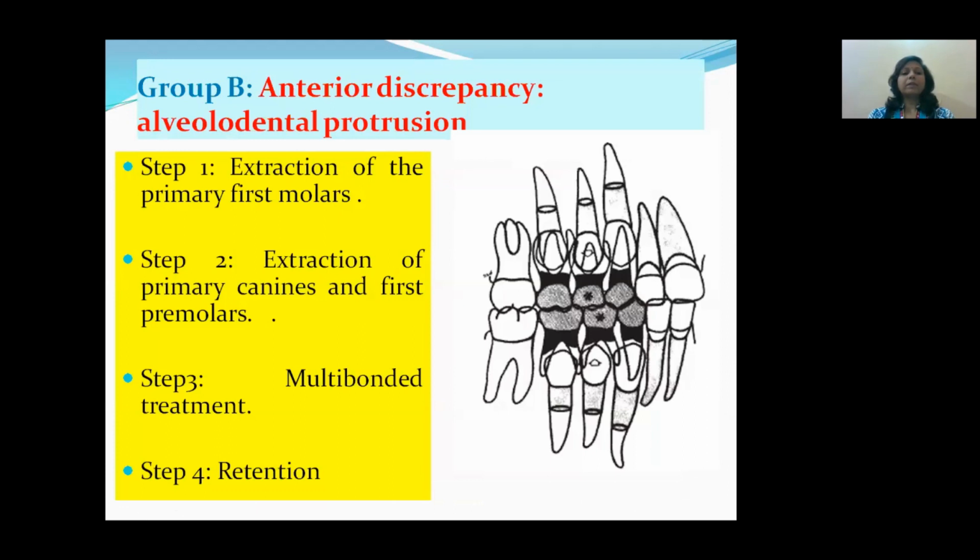Coming to the second group, where the anterior discrepancy is present, and here is some form of alveolo-dental protrusion. In group A, there was the presence of crowding, whereas in group B the problem is bimaxillary alveolo-dental protrusion. Here, the treatment is performed in 4 stages. First, extraction of the primary first molar, then extraction of the primary canine and first premolars. In step 3, multibanded treatment and then retention.